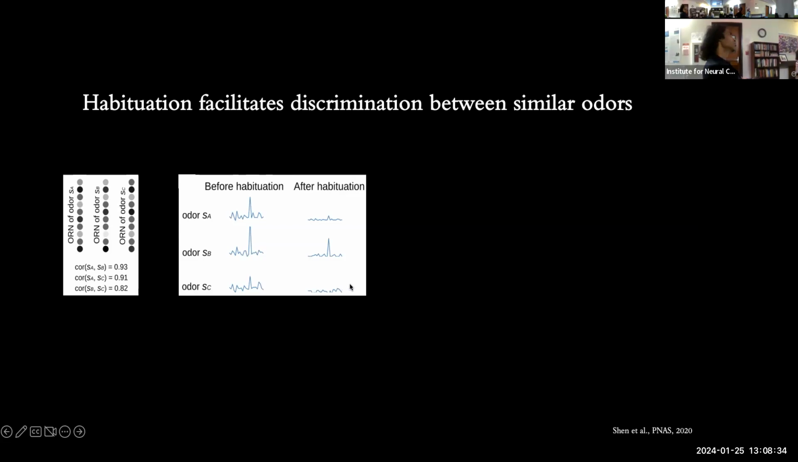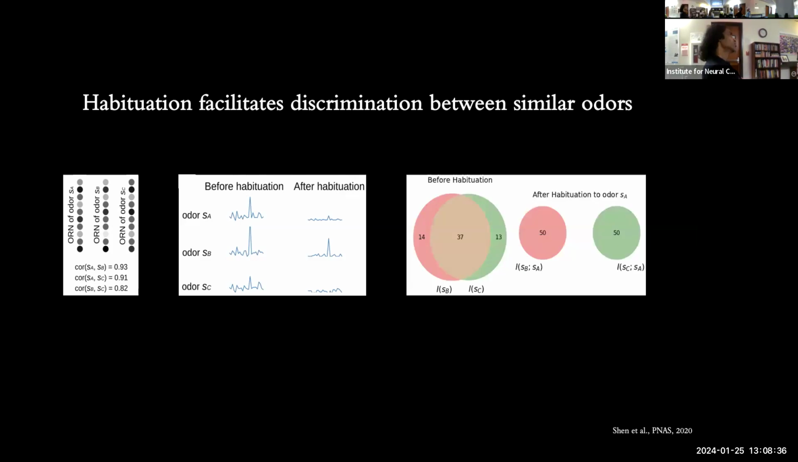And if you look at the odor tags at the Kenyon cell level, you see that before habituation, their tags are very similar. There are a lot of overlaps. And after habituation to odor SA, you can easily tell odor SB and odor SC apart, as their tags are completely different.